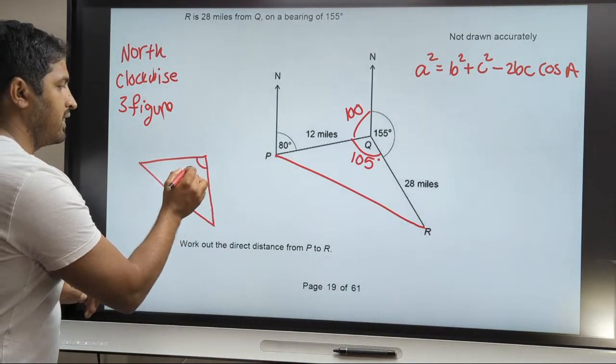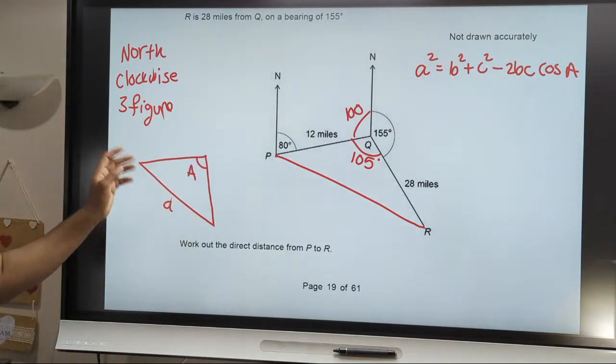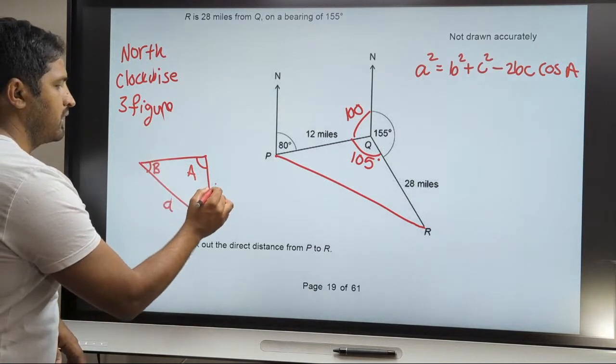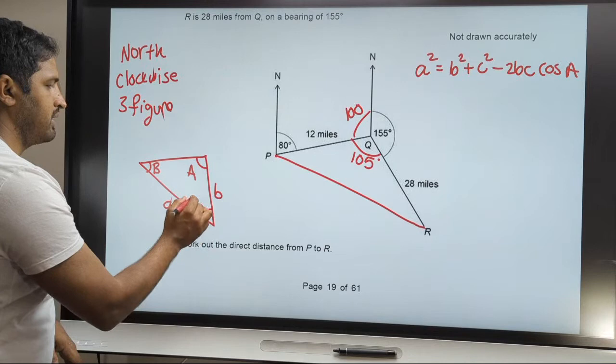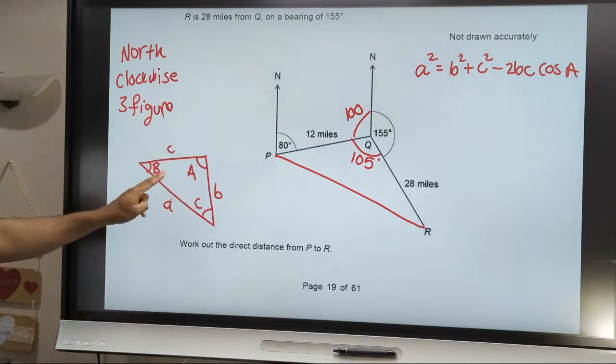Let's say this is angle A, then that would be side a. It doesn't matter which one's B and which one's C, but in case you want to know, if that's angle B, then that's side b. If that's angle C, then that would be small c, the side. So that's what we're considering here.